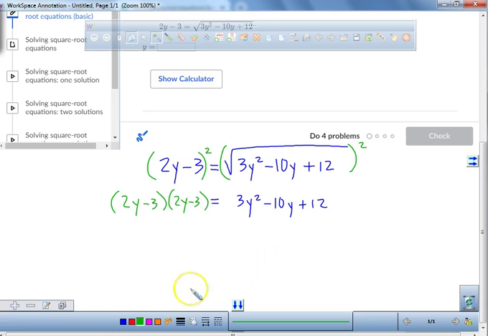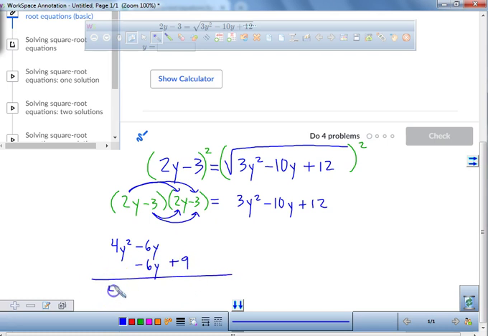So we got to go back in time and remember the FOIL method. Okay? That FOIL method is what? First, outside, inside, last. So we do first, that's the first terms: 2y times 2y is 4y squared. Outside, 2y times a negative 3 is a negative 6y. Inside, negative 3 times 2y, negative 6y. And the last terms, negative 3 times negative 3 is a positive 9.